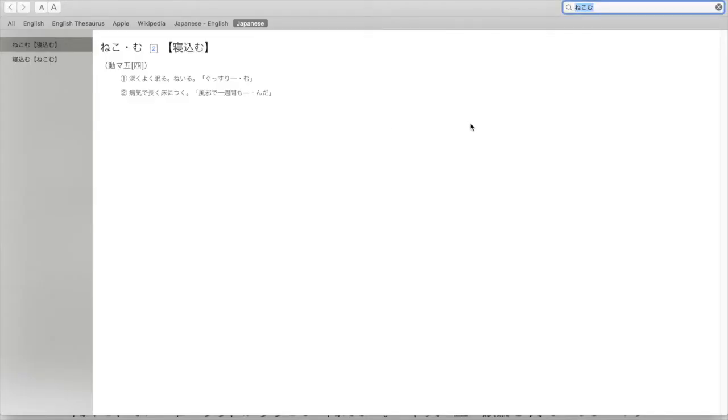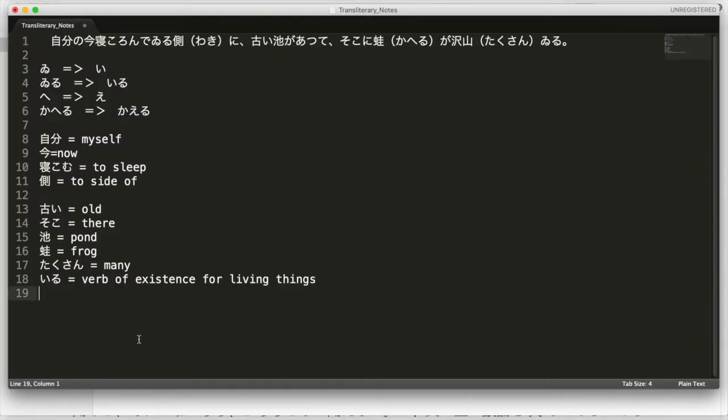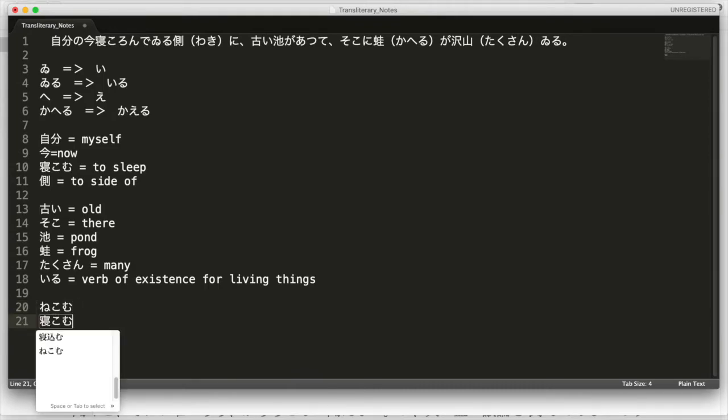The question is why. The reason here is, as you notice, there are different ways to write a word. This is an important thing to know if you don't already. Nekomu is the hiragana way, and then there's nekomu, which is the same word but written in full kanji. The first two characters are kanji. But what we saw is nekomu.